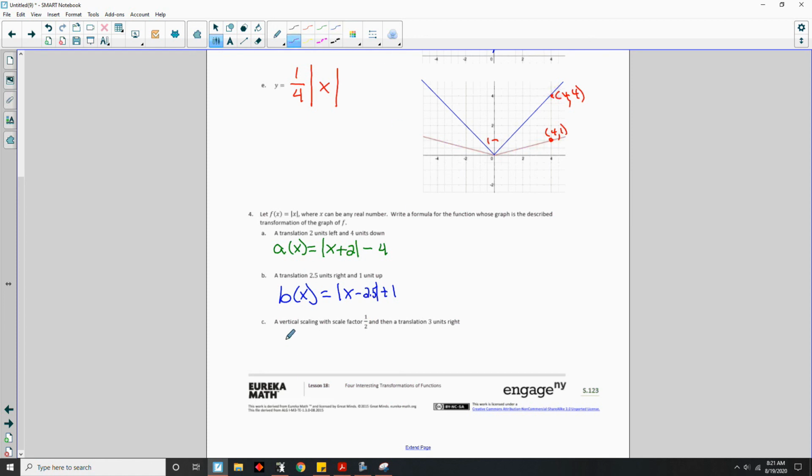Okay, next one. C of x equals a vertical scaling with a scale factor of 1/2, and then a translation 3 units right. Scale factors go out in front, so 1/2. Absolute value of x, 3 units right is inside, opposite, and so it's 1/2 the absolute value of the quantity x minus 3.